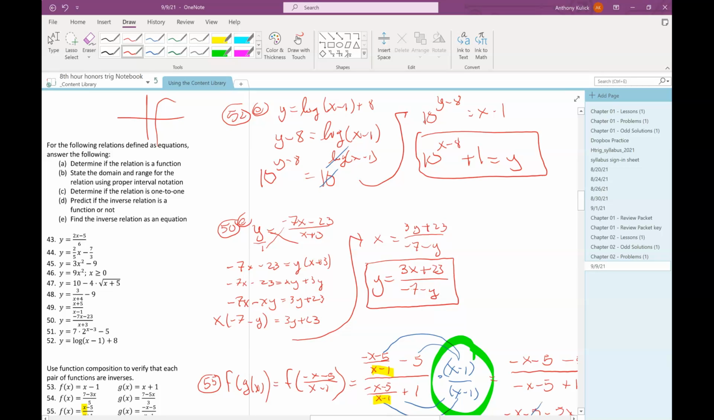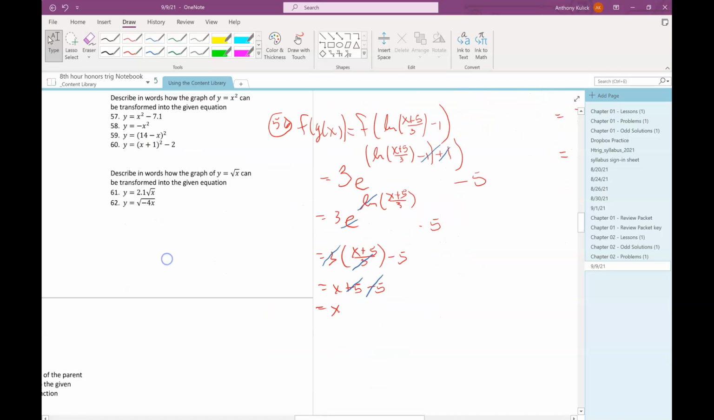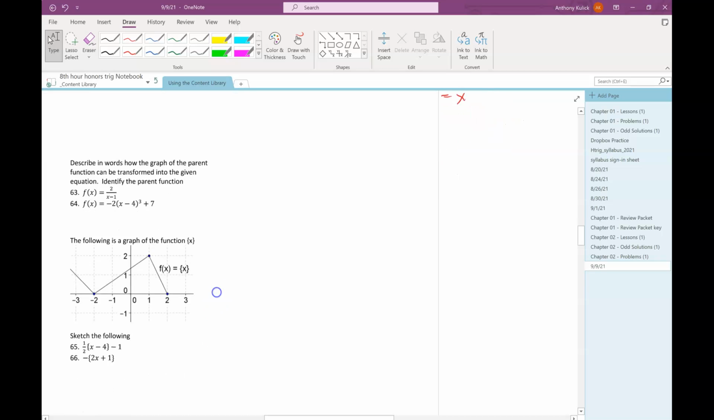Who else? Do we have others? Yeah, Paul. Did you do 61? Sure. Okay. So it says to describe in words how the graph of y equals the square root of x can be transformed into the given. Oh, wait, sorry, I didn't mean 61. Okay, my bad. That's okay.